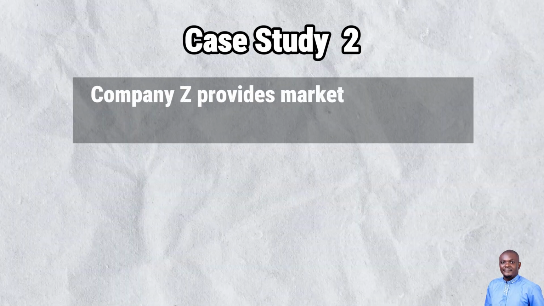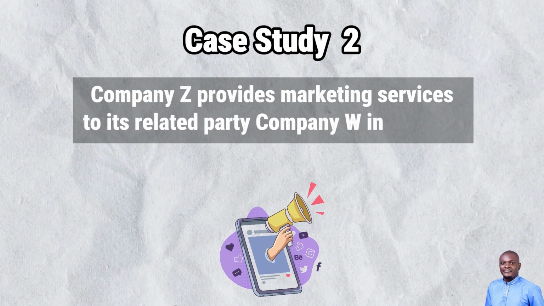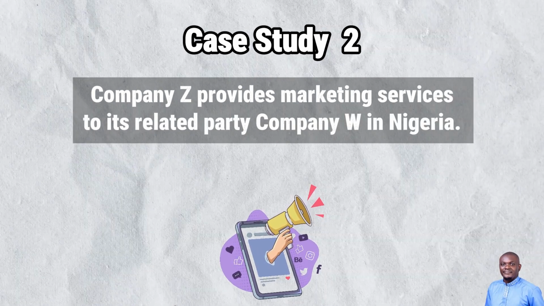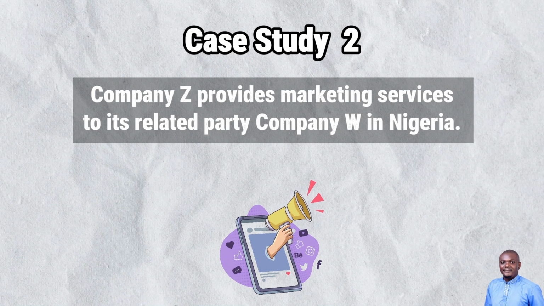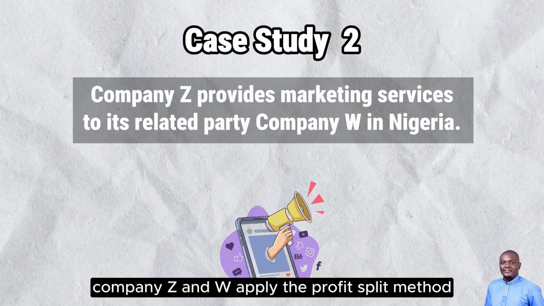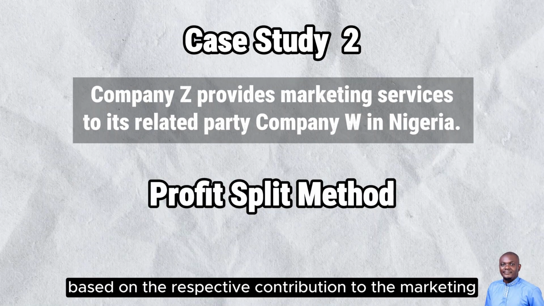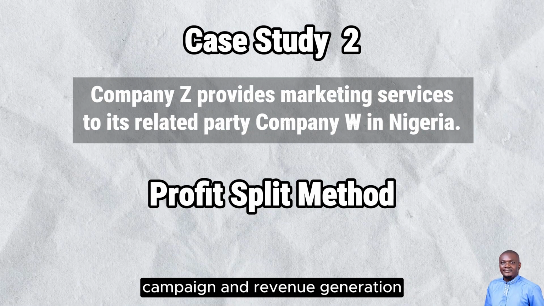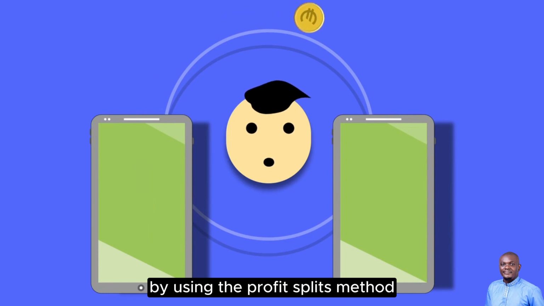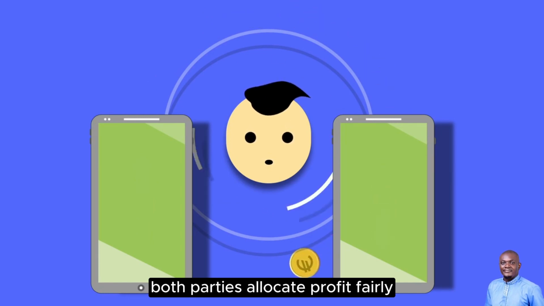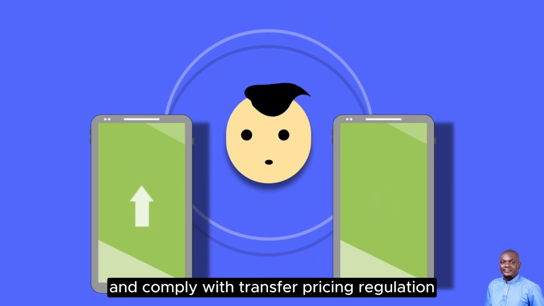Company Z provides marketing services to its related party Company W in Nigeria. To determine the arm's length price for these services, Company Z and W apply the profit split method based on their respective contributions to the marketing campaign and revenue generation. By using the profit split method, both parties allocate profit fairly and comply with transfer pricing regulations.